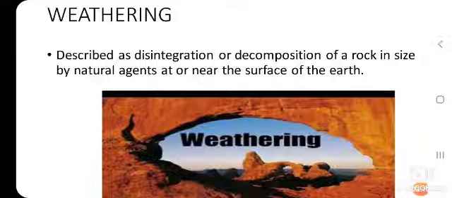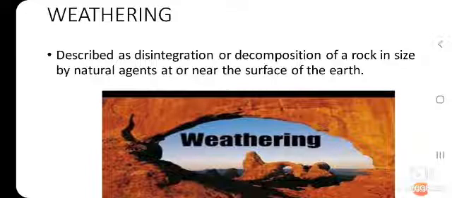Weathering is a static process. It is the process of breaking down of rocks, but not its removal. Weathering cannot take place on the moon surface where such conditions do not exist. They exist only on the surface of the earth.